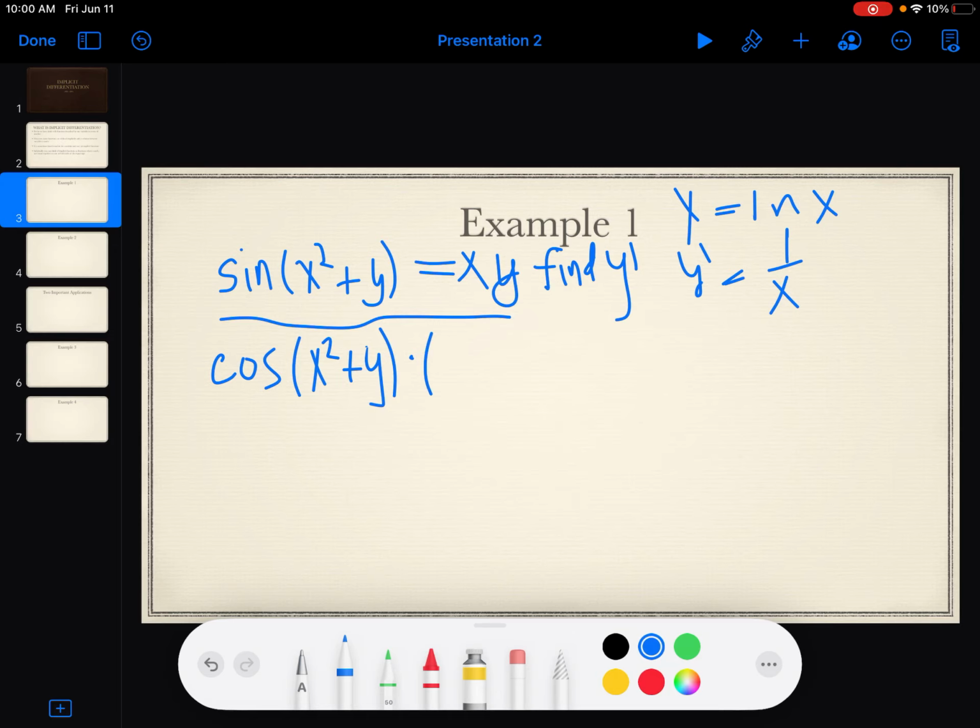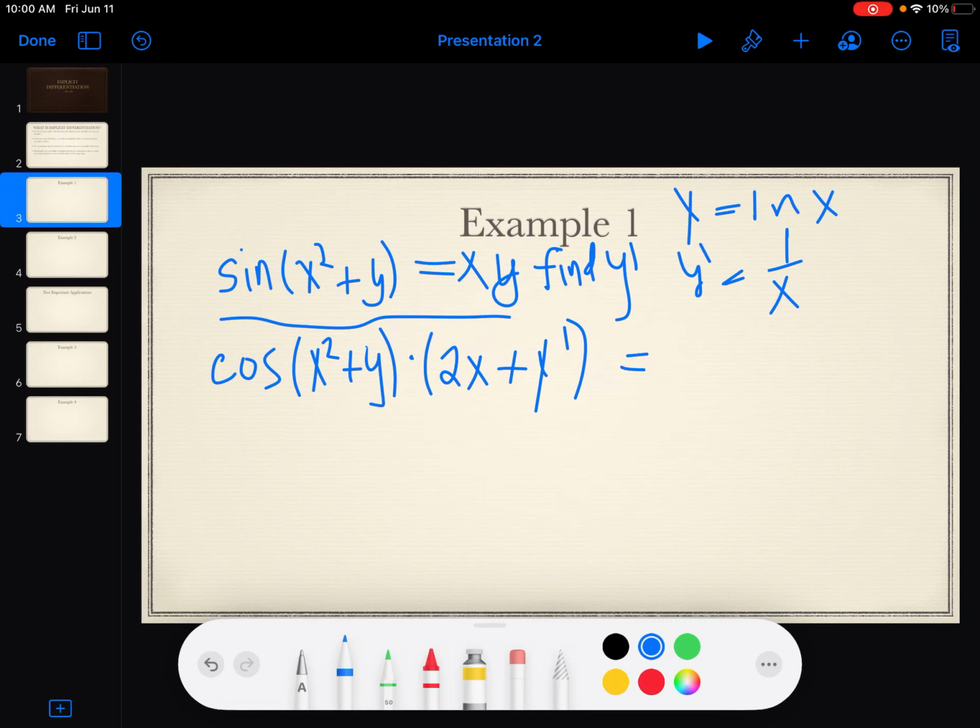well, taking the derivative, what's the derivative of x squared? Well, it's just 2x, plus, taking the derivative of y with respect to x, well, what is that? That's just dy by dx, and that is just y prime, right? dy by dx is equal to y prime. So we got y prime right there.